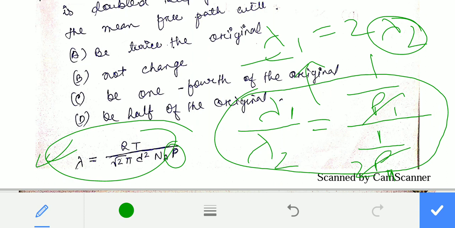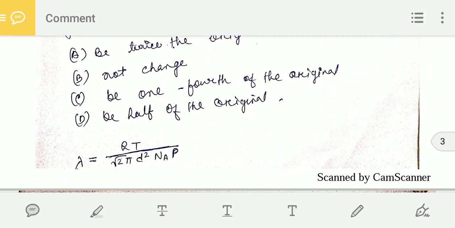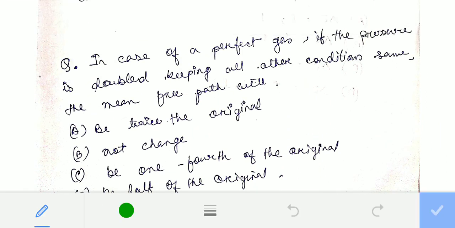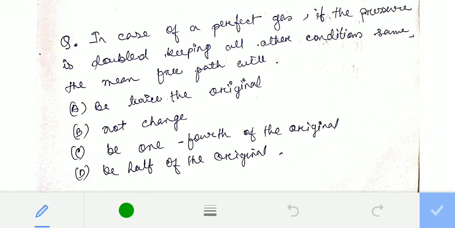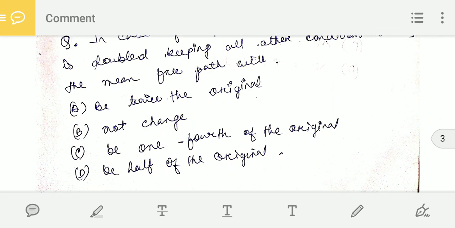Therefore it will be half of the original one, that is lambda 2 will be half of lambda 1. So for this question option B is the right option. It will be half of the original one, right? So moving to next question.